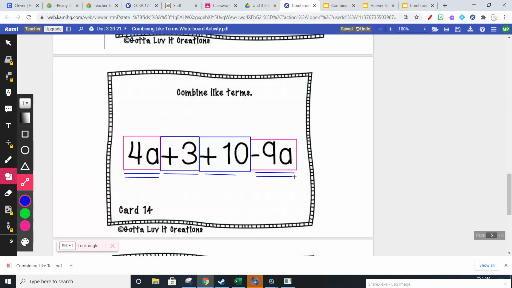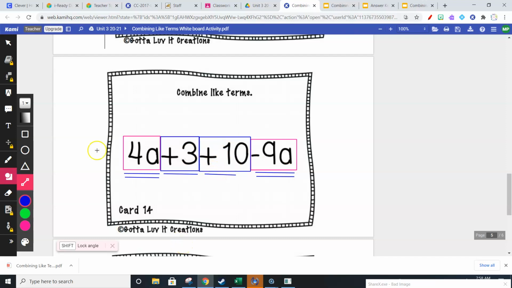So the color coding just helps me to be able to see which ones are my like terms. Underlining can help you see which ones are your like terms and which ones you need to put together. So you could use underlining, or maybe different shapes if you only have one color, maybe a square and a circle, but make sure that you're getting in the sign that's in front of it.